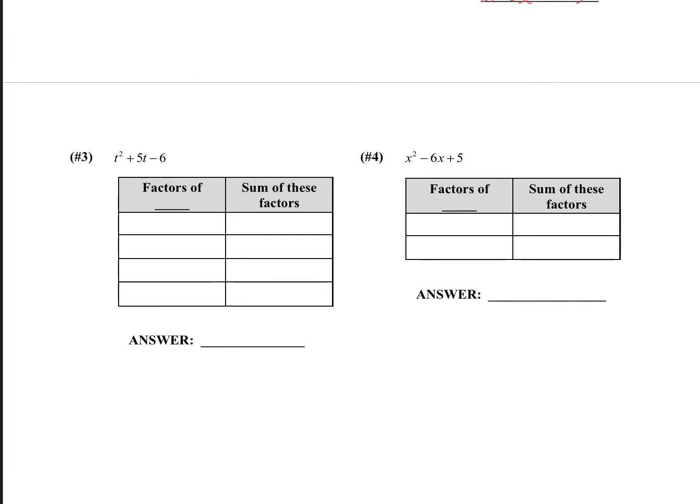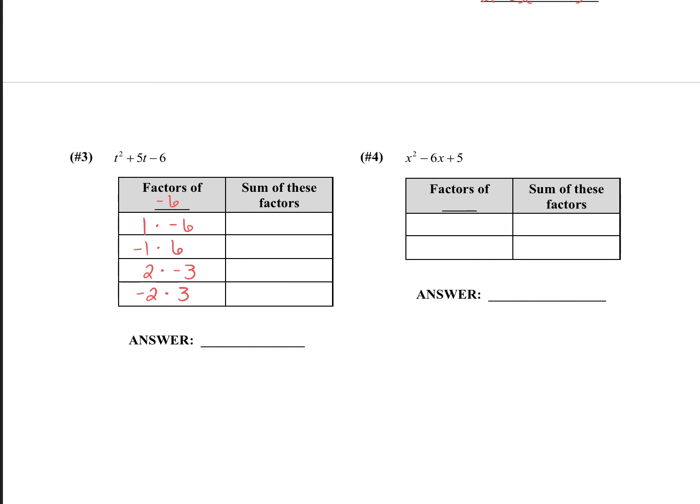All right, the last term in this trinomial is -6. So the factors of -6, again, numbers that multiply together to give us -6, are going to be 1 and -6. We're going to have -1 times +6. We'll have 2 times -3 and -2 times 3. Okay, so those are all the factors of -6.